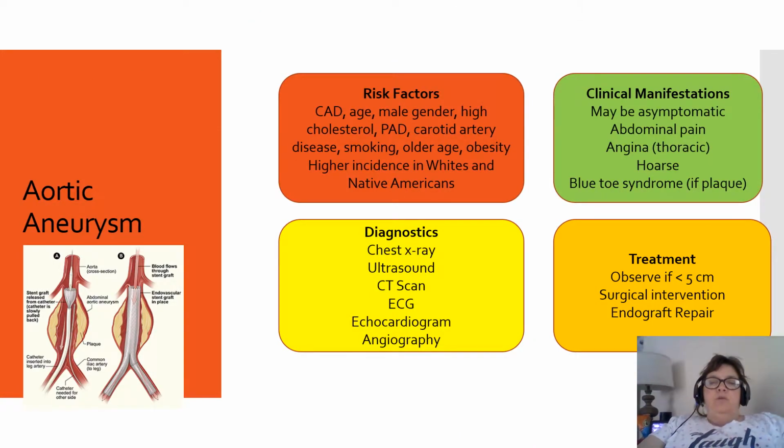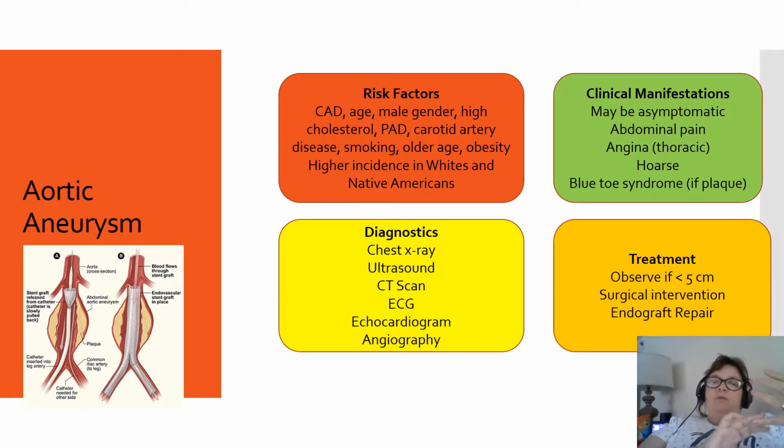Aortic aneurysm. So an aneurysm is, if you think about a garden hose that sometimes will get a weak spot, that's what happens with an aneurysm. An aneurysm is a weak spot in the aorta, in this case, the aortic aneurysm. Risk factors are coronary artery disease, age. The older you are, the greater of risk you are. Males get it more frequently than females. High cholesterol, peripheral artery disease, carotid artery disease, smoking, older age, obesity. There's a higher incidence in whites and Native Americans for aortic aneurysm.